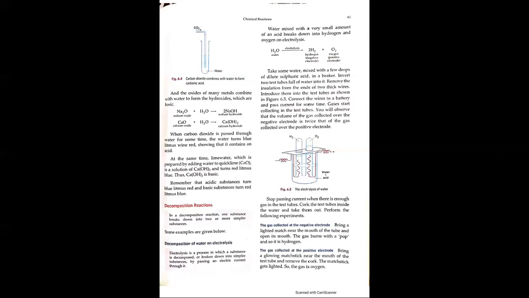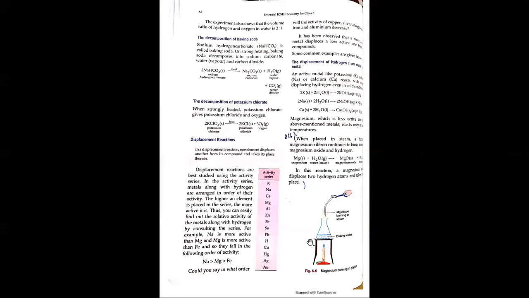So since we have done the test for both negative and positive electrode, we have confirmed that the gases collected over them are hydrogen and oxygen. So this is electrolysis of water, in which a larger water molecule breaks down into the smaller elements from which it is formed, like hydrogen and oxygen. And it is collected in the ratio 2 to 1, as it was initially formed.